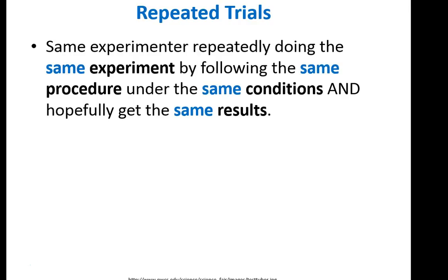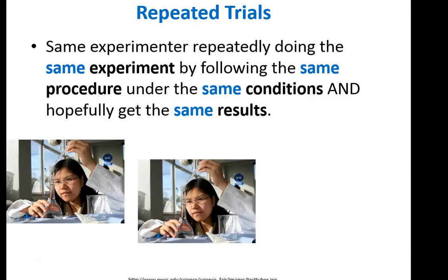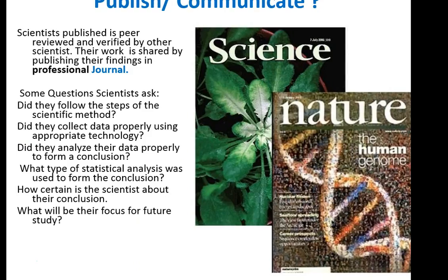Another important thing about experiments is repeated trials. The more trials, the more certain you're going to be about your data. So repeat, repeat, repeat. And then when you're ready, you would publish or communicate your findings. Scientists will have their experiments peer-reviewed and verified, and then they would share their work by publishing their findings in professional journals.